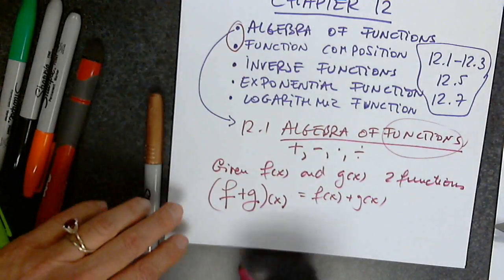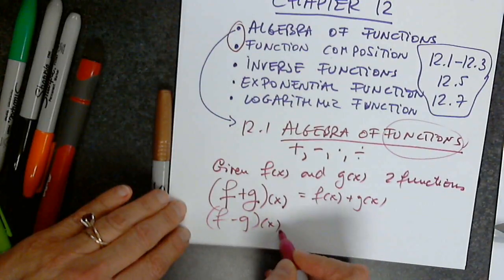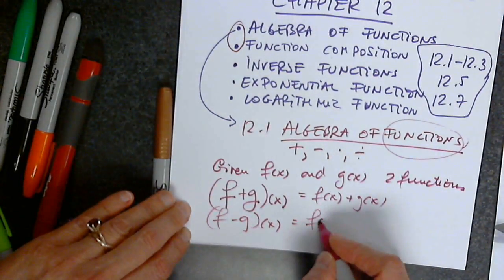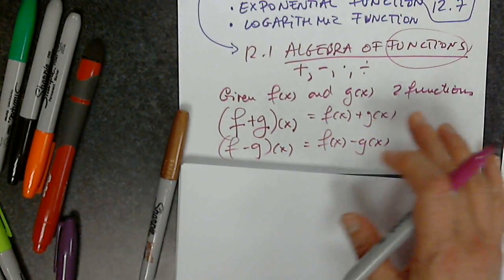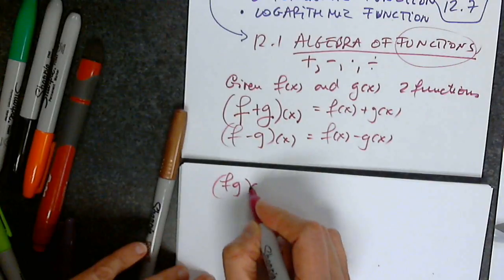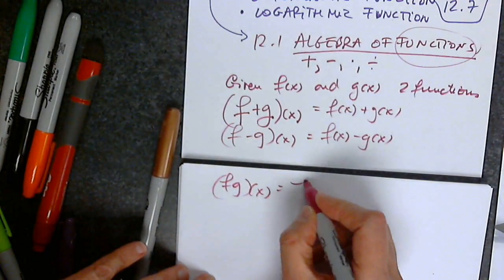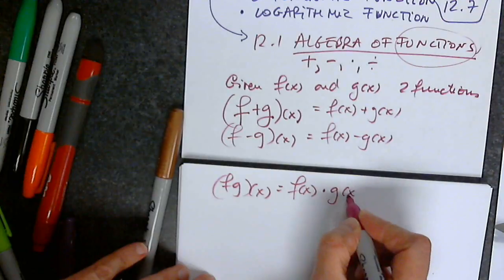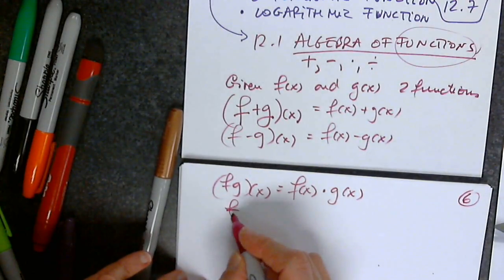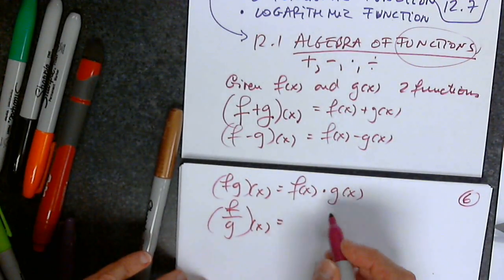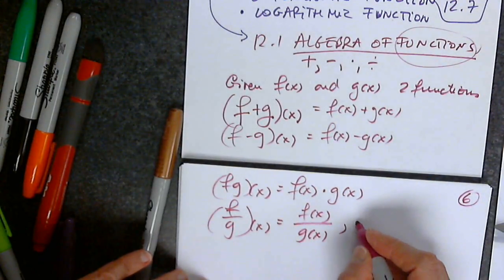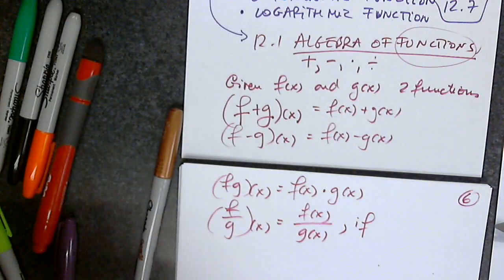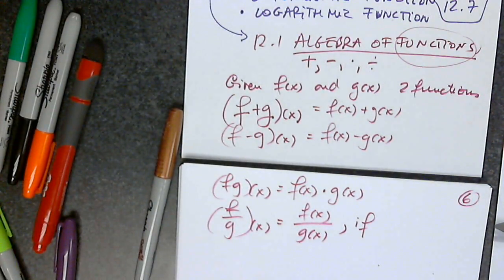Right? The same thing for f minus g. Nothing else but f of x minus g of x. Same thing with the product. fg of x means nothing else but f of x times g of x. And f over g of x means nothing else but f of x over g of x. But now I have to put a comma and I have to write if, which I didn't have to do for the first, the second, and the third. But I have to do it for this one.